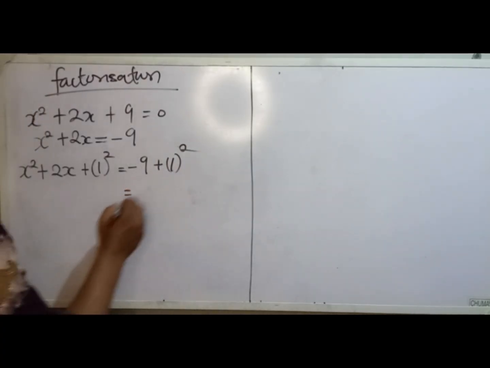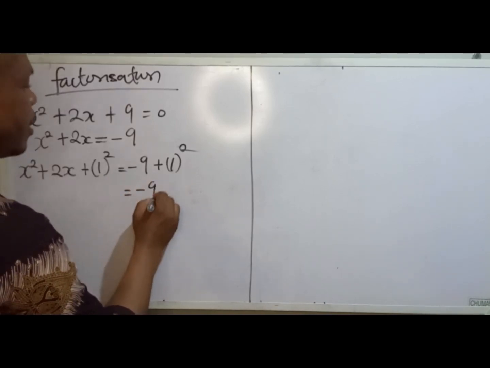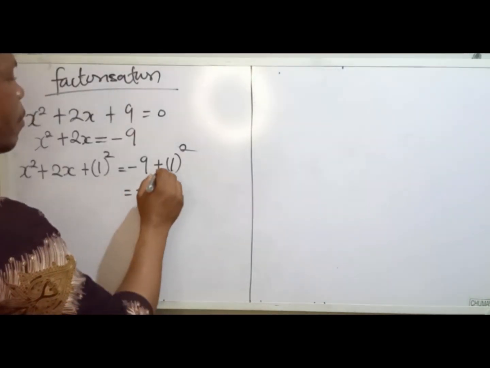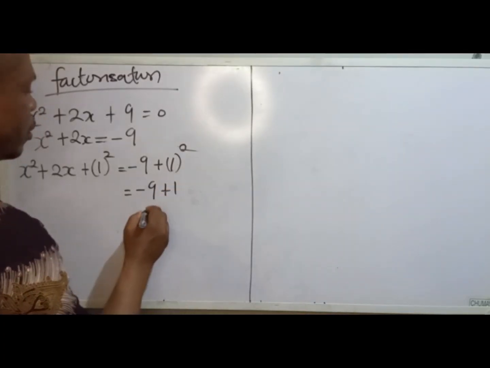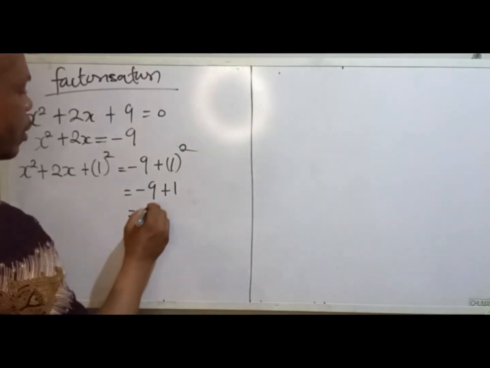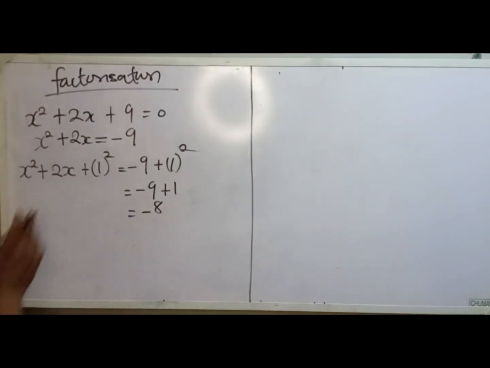This will be equals to minus 9 plus 1 squared is 1, plus 1 will be equals to what? Minus 8. So let's just leave this here and come over to this side.